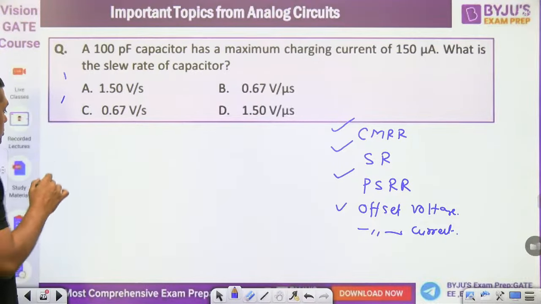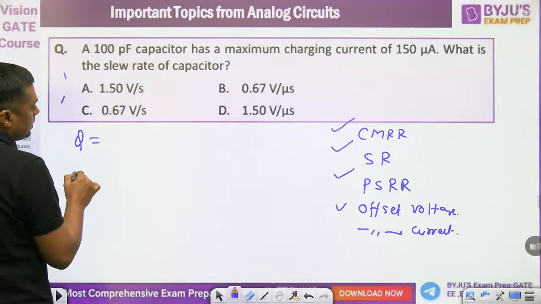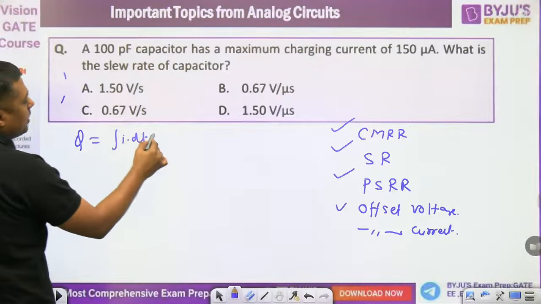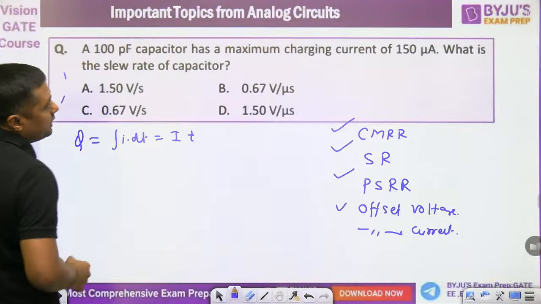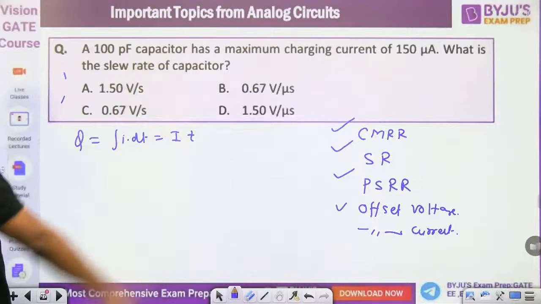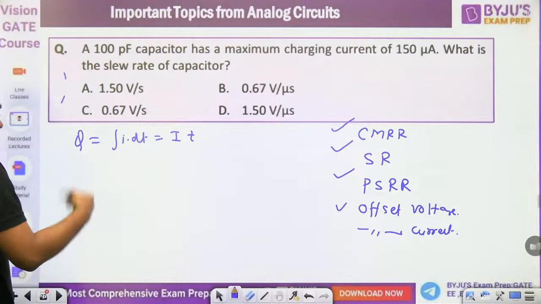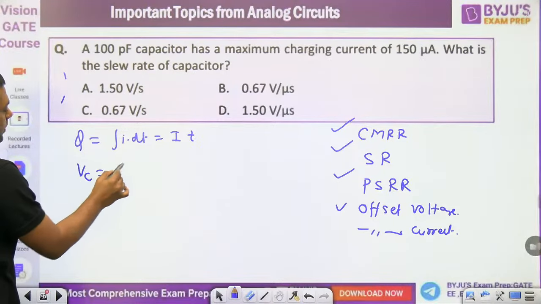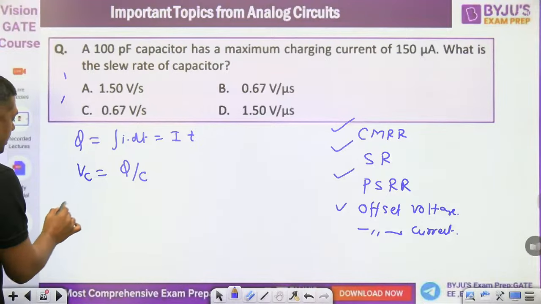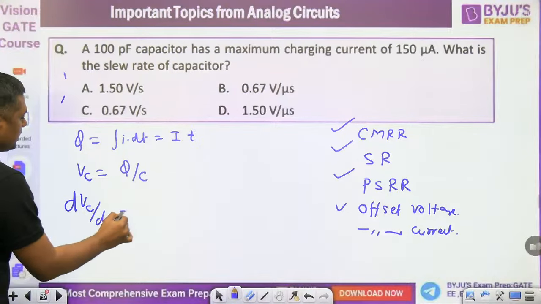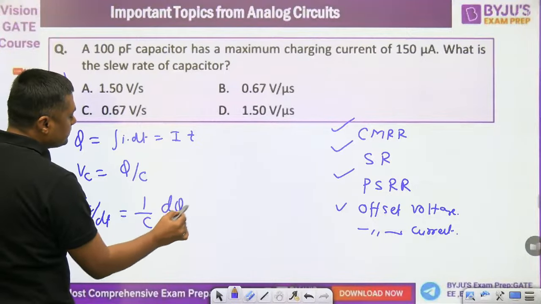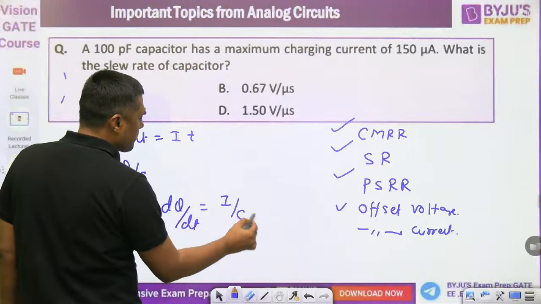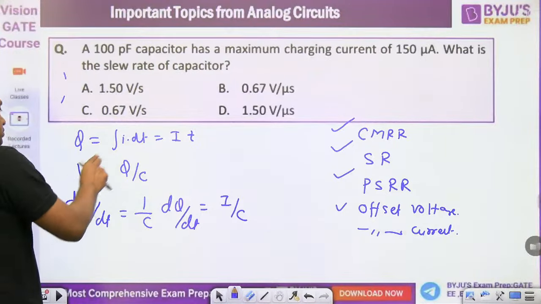Watch this. Q is given by the integral of I dt. If the current is constant, it will become I t. Current is constant because the maximum current is 150 microampere. And what is the voltage across the capacitor? It is given by Vc is equal to Q by C. What is the rate of change of the voltage? dVc by dt is given by 1 by C, constant, dQ by dt. And dQ by dt is nothing but current, I by C.